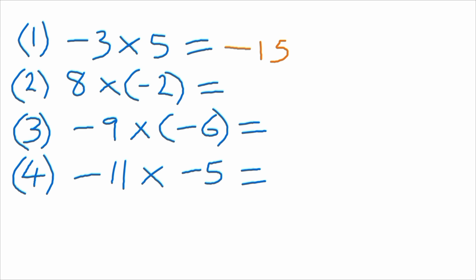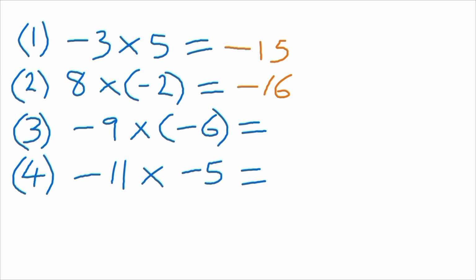And then number 2 says 8 times minus 2. Positive 8 multiplied by negative 2. So since one of them is negative, it means our answer will be negative. So 8 times 2 is 16. So our answer here is minus 16.